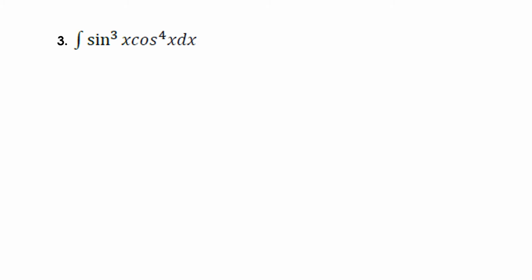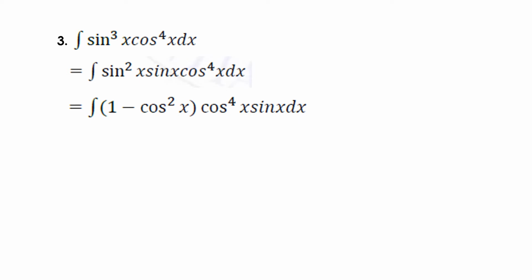So let's try number 3. The integral of sine cube x times cosine raised to 4 of x times dx. Again here, if you notice, it is the exponent of sine that is odd. So that is what we factor out. And that is where our transformation will come in. So sine squared x times sine x times cosine raised to 4 of x dx. Now we will transform sine squared x. That becomes 1 minus cosine squared x times cosine raised to 4 of x. And then we have now sine x dx.